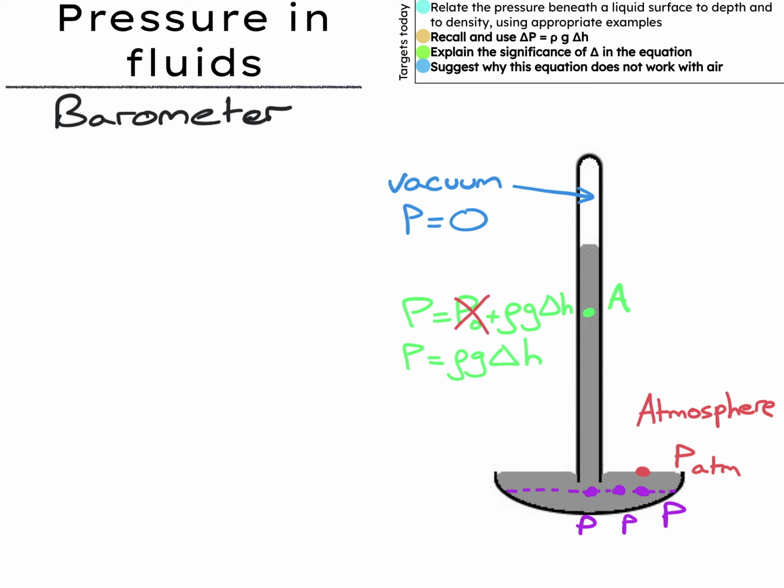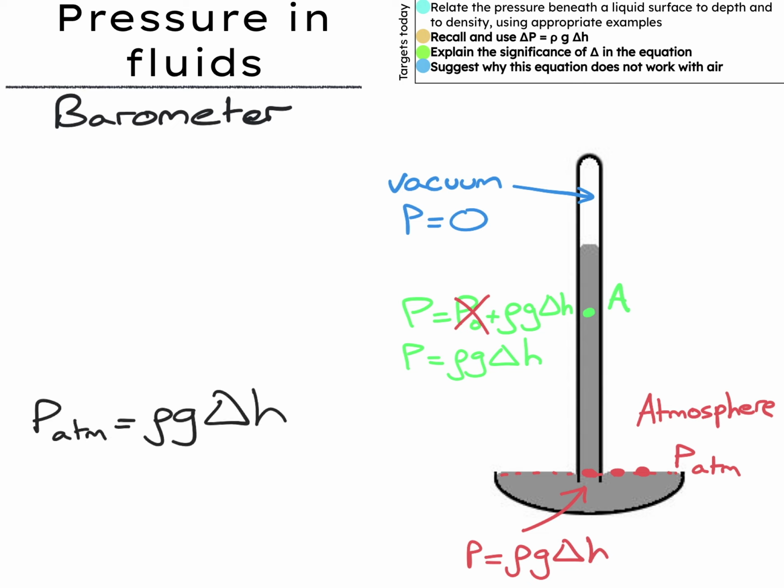Now, to simplify things, I'm going to bring the positions up a bit to this surface. As said, the pressure at all these places must be equal. P atmosphere, rho g delta h. So, P atmosphere equals rho g delta h, where delta h is the height difference between the two liquid surfaces.